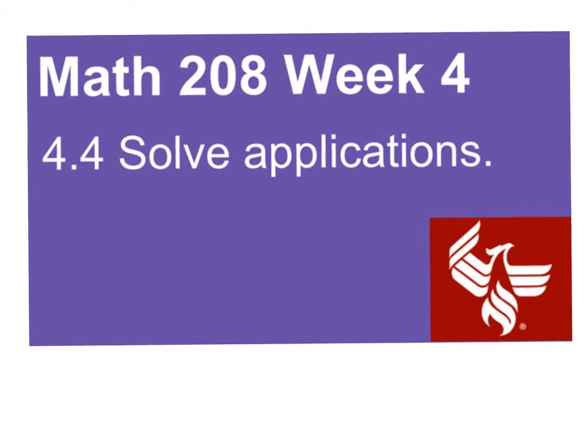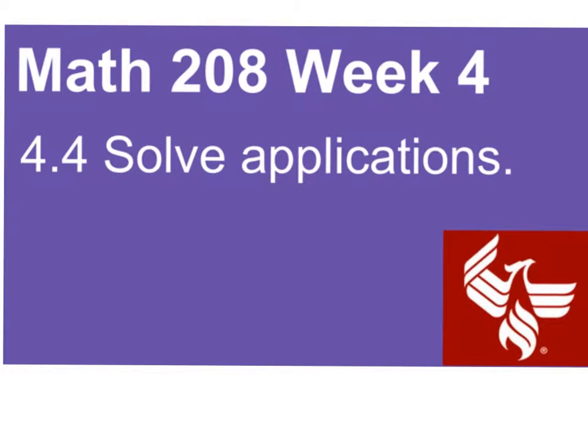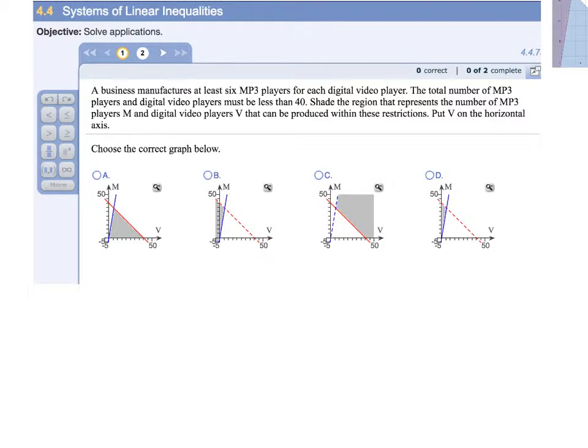All right, we are week 4, Math 208, section 4.4, solve applications. It says a business manufactures at least 6 MP3 players for each digital video player. So if they did one video player, they did at least 6 MP3s. If they did 2 video players, they did at least 12 MP3 players. If they did 3 digital video players, they did at least 18 MP3 players.